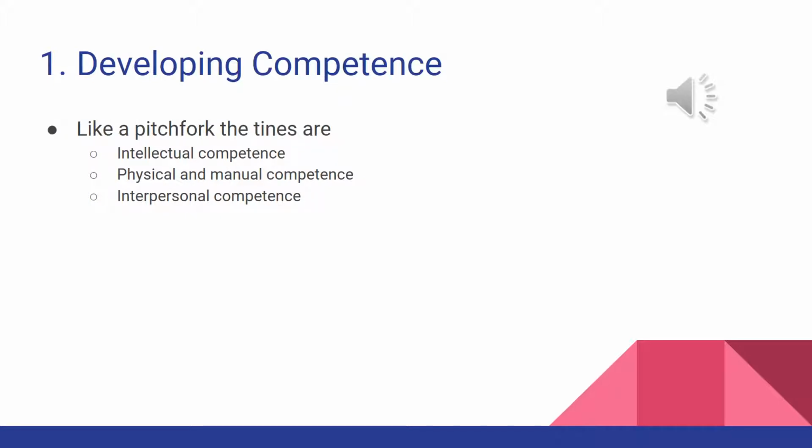The first vector is developing competence. You can think of this vector like the tines of a pitchfork. The 3 tines would be intellectual competence, physical and manual competence, and interpersonal competence. Arthur Chickering says that you need all 3 of them to work together, and a fully successful student in this vector will be able to use the handle of the pitchfork to use all of these at one time.